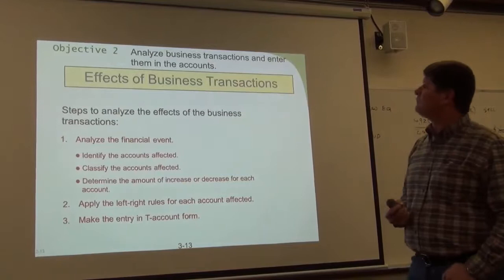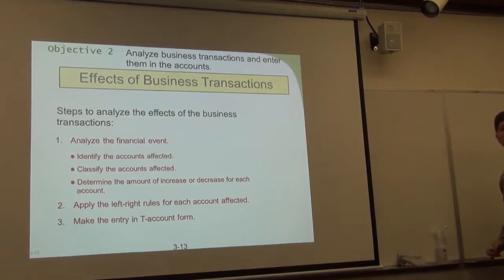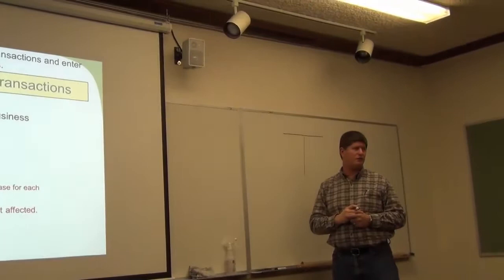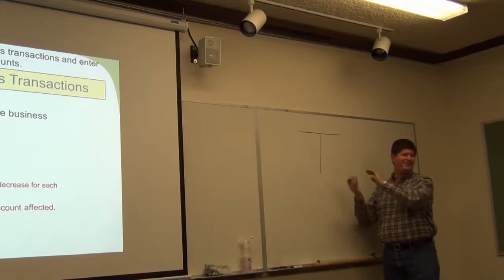I'm going to introduce you to a concept here. Remember earlier I mentioned that we have something called debits and credits, right? So let's talk about how transactions get recorded. This is a really technical, involved, graphical representation of how it happens. This is called a T account because it looks like a T. Okay. A T account has two sides.